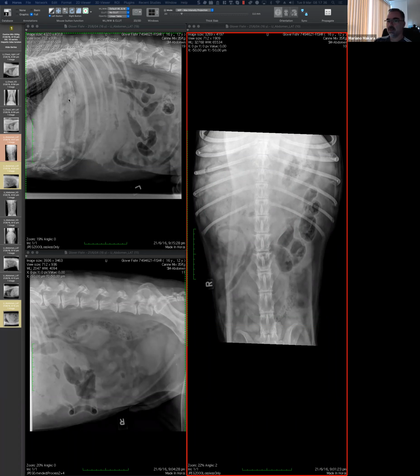Okay, so now we know a lot more. There is a mass with mixed opacity, in the cranial right ventral abdomen, displacing, and caudal to the stomach. Any other feature that you are interested in discussing? Anything else? We haven't talked about the margination. We haven't talked about the borders. Do you think they are well defined? Ill-defined? Regular? Irregular?